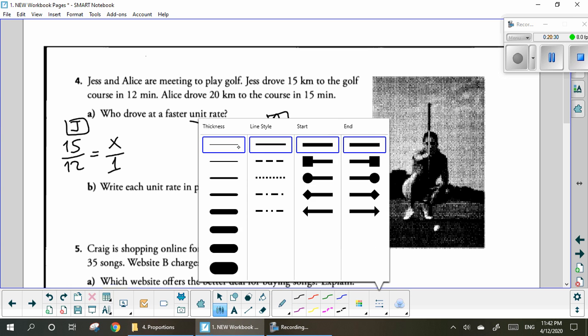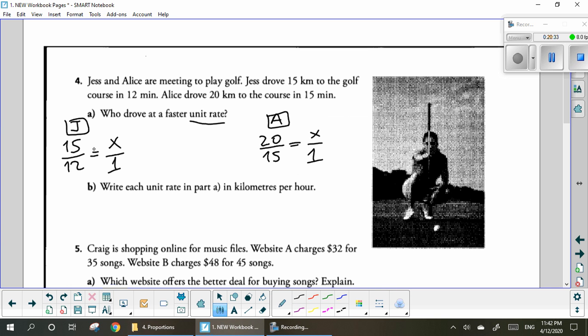All right, here we go. So we can cross multiply, or we can just simply divide 15 divided by 12. So in this case, 15 divided by 12 is 1.25, so I will write that x is 1.25. So that means Jess covers 1.25 kilometers in 1 minute, and Alice, we're just going to divide 20 by 15, and we will see that in this case, Alice is 1.33 kilometers. So the question is, who drove at a faster unit rate? Well, it looks like it was Alice. She covered more kilometers in 1 minute.